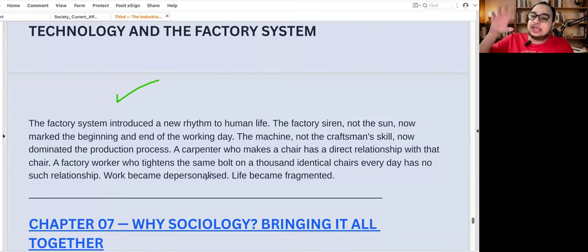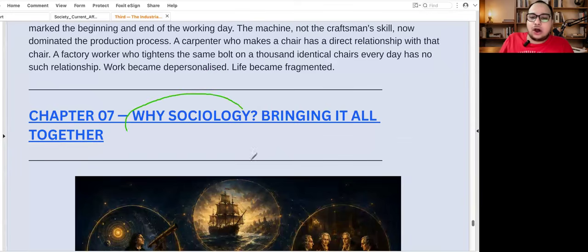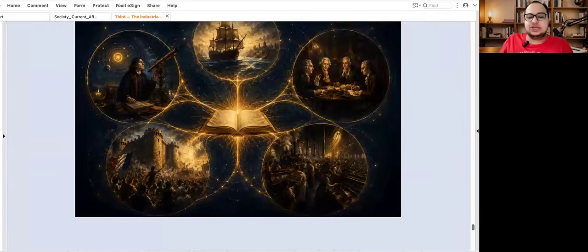A carpenter who is making a chair has a direct relationship with that. But a factory worker who is tightening some nut or some bolt will not have that kind of relationship. Now, out of all these, sociology emerged.